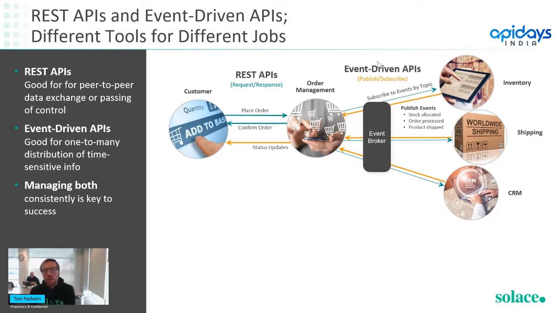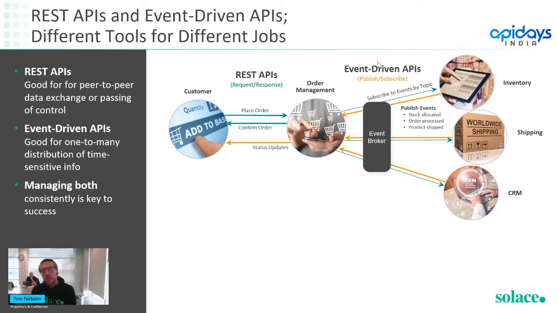Event-driven APIs are great for distribution of time-sensitive info too. Real time, right? So one of the difficulties with the REST API is that it's great for passing control and saying, oh, here's an update. But when you are waiting for that update, you have to constantly poll. You have to continually call an API. That creates extra load. You have to decide on a polling interval, and that polling interval decides the frequency at which your data is updated.